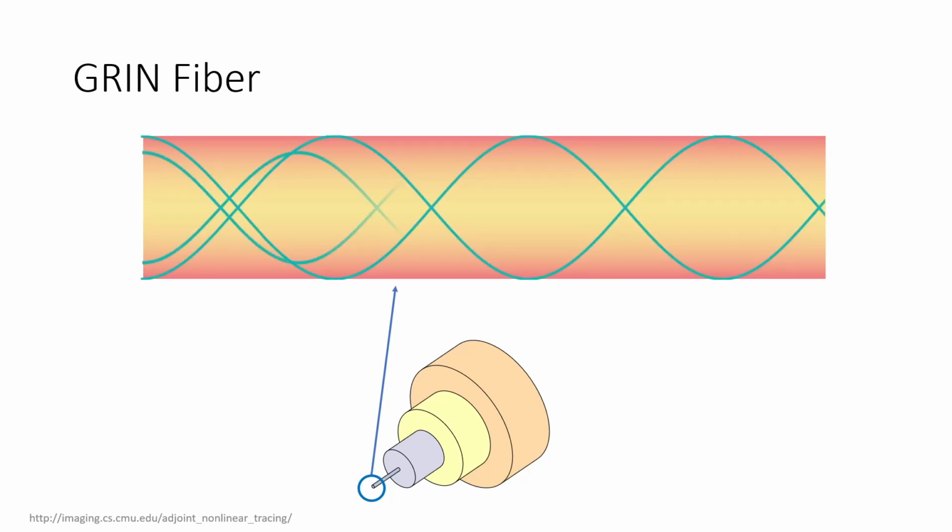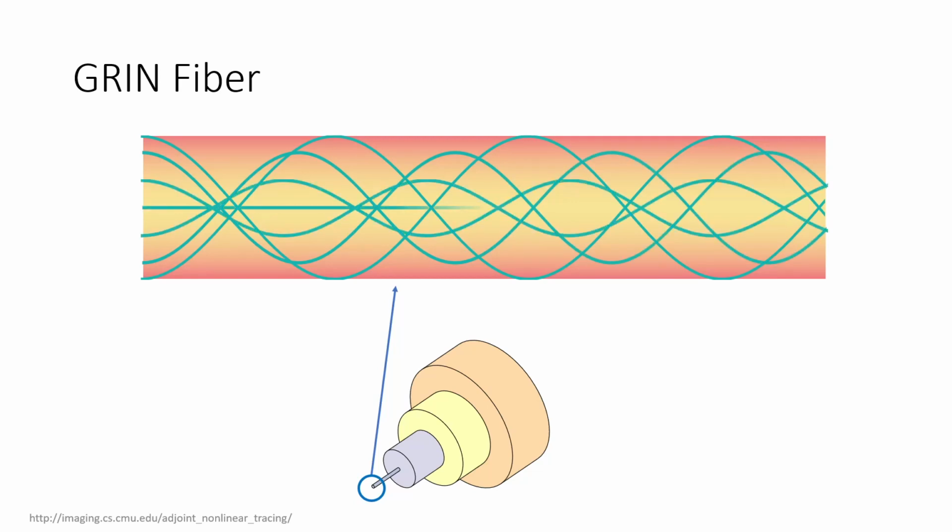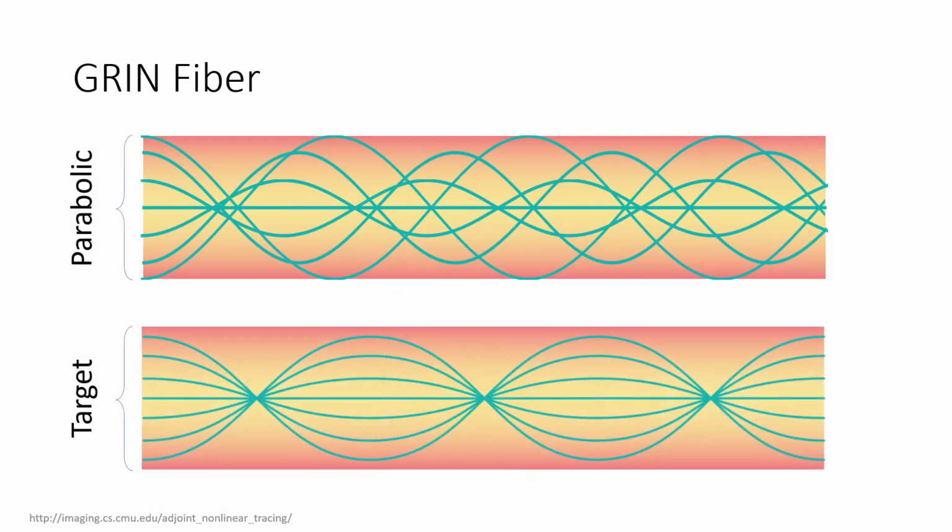However, light rays entering the fiber at different distances from the center of the fiber travel different path lengths, causing the wavefront to deform. This is known as modal dispersion. What we would like is for light rays entering at different distances from the center to all focus at focal points throughout the fiber, therefore minimizing the amount of dispersion the wavefront sees as it propagates through the fiber.